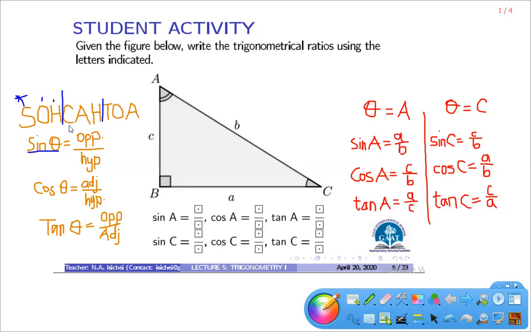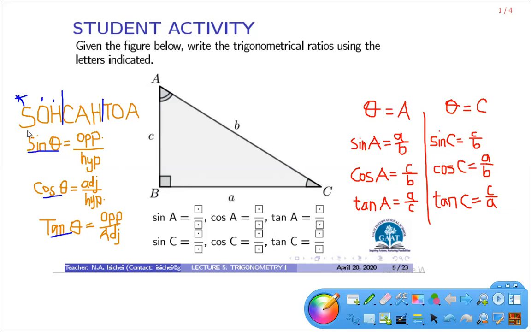Next, we have cos theta. A represents adjacent and H represents hypotenuse. Cos theta equals adjacent over hypotenuse. Then finally, the third one: T represents tan theta and O represents opposite, while A represents adjacent. So it means tan theta is equal to opposite over adjacent.